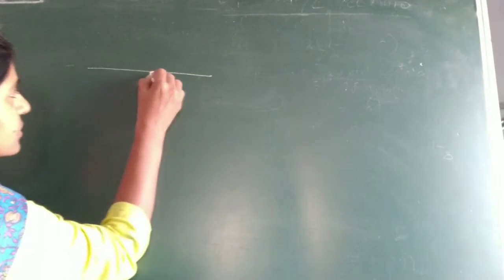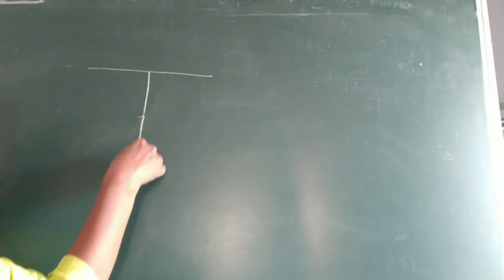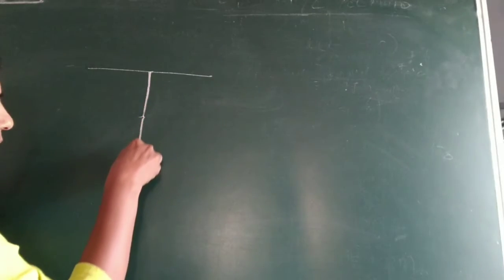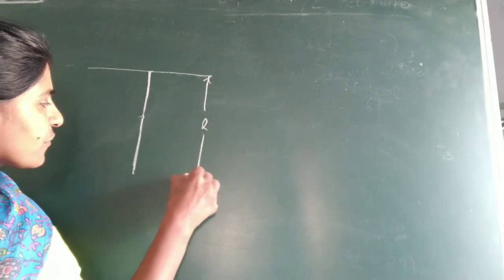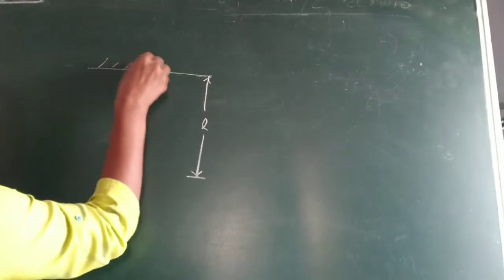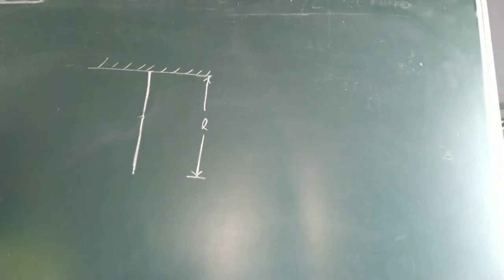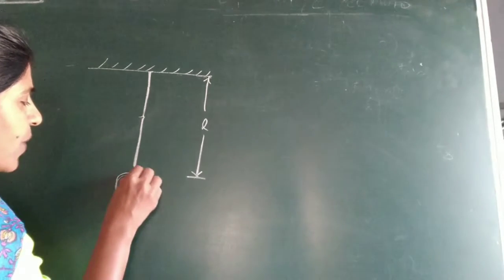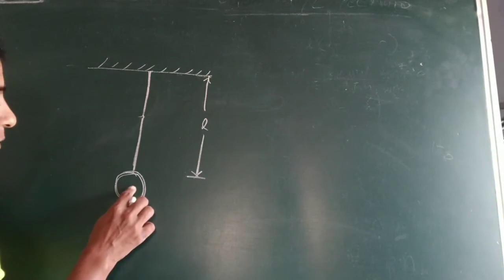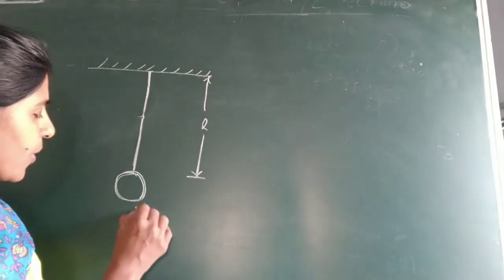For example, in the first step I am considering a simple pendulum. A simple pendulum means a string of length L, where one end is tied to the horizontal stand and the other end is connected to a round ball of mass M, which is also called the bob. This is the bob of mass M.